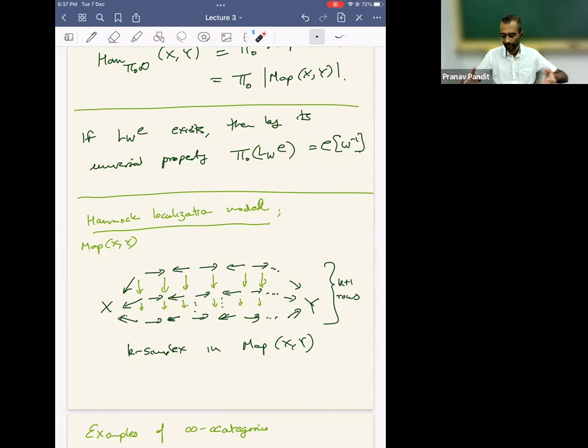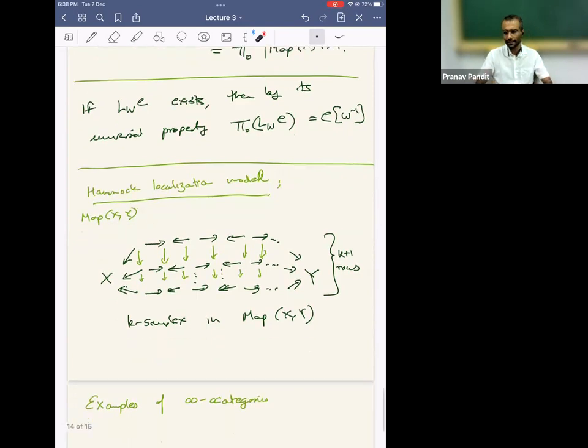And what you just said is absolutely right, which is that if I have two zigzags, there's a priori no reason why there's a one-simplex or a sequence of one-simplices connecting them. Which is a good thing, because that means that they're not in the same path component, right? There are many path components in map X, Y. Yeah, that's absolutely right. Thanks for the comment.